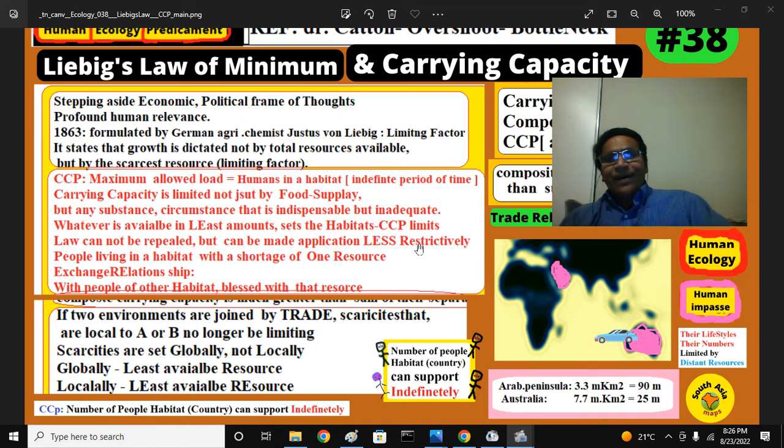That means you are applying that particular law, a stop, in a very lenient manner. That's what it is. But the law cannot be repealed. The law cannot be repealed but can be applied less restrictively. People living in the habitat with a shortage of one resource.